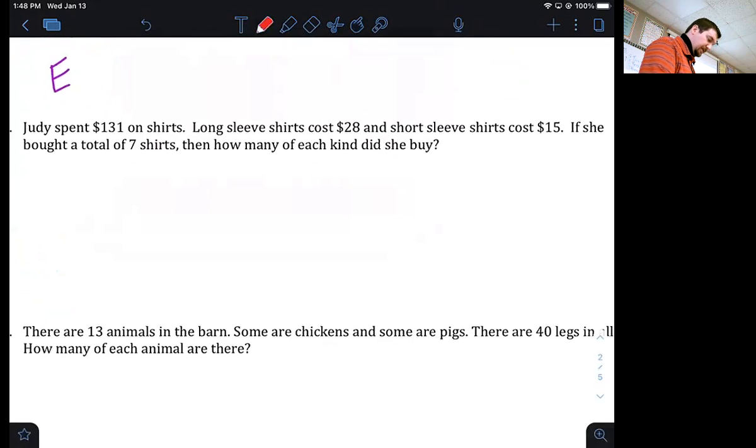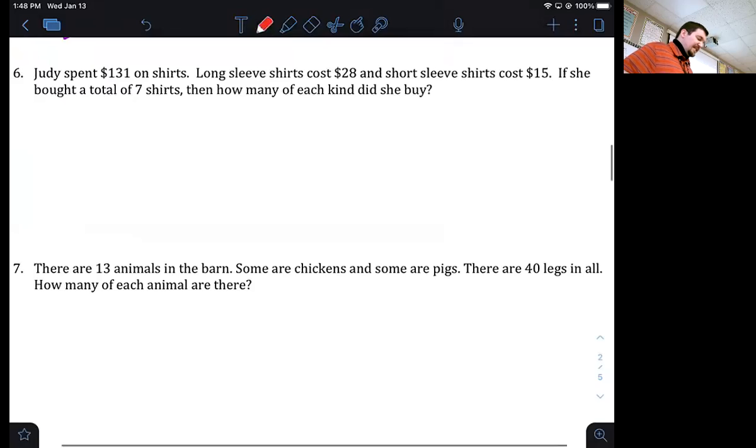All right, number 6. Judy spent $131 on shirts. Long sleeve shirts cost $28 and short sleeve shirts cost $15. If she bought a total of 7 shirts, then how many of each kind did she buy? Jace and Callan are going to give me the equations.